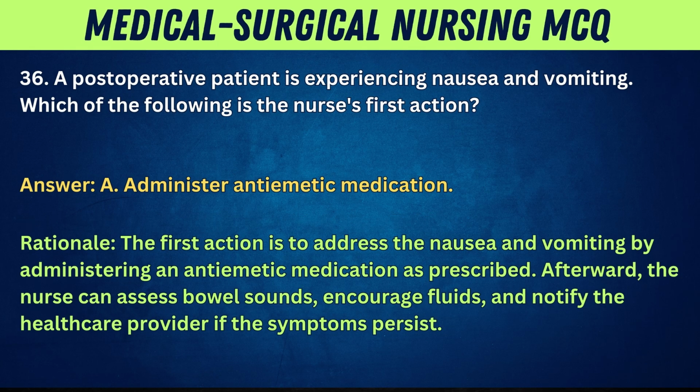Answer: A. Administer antiemetic medication. Rationale: the first action is to address the nausea and vomiting by administering an antiemetic medication as prescribed. Afterward, the nurse can assess bowel sounds, encourage fluids, and notify the healthcare provider if the symptoms persist.